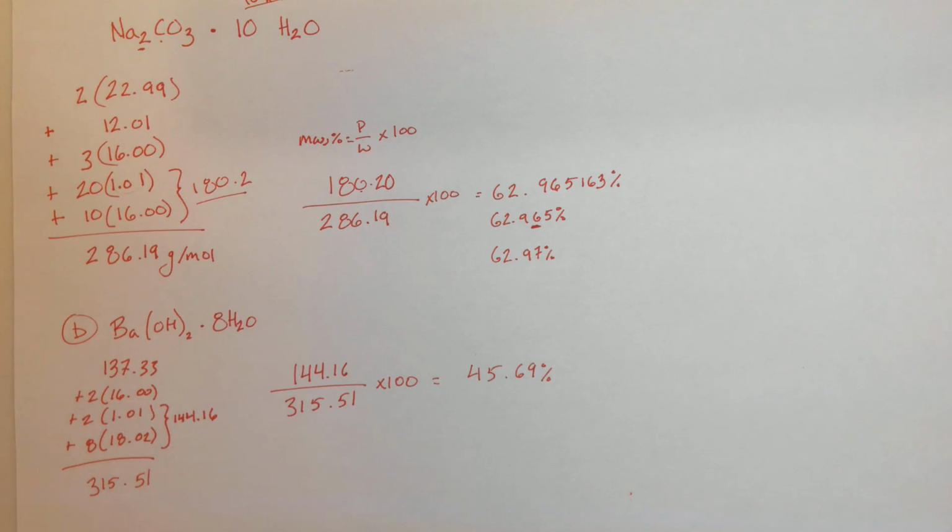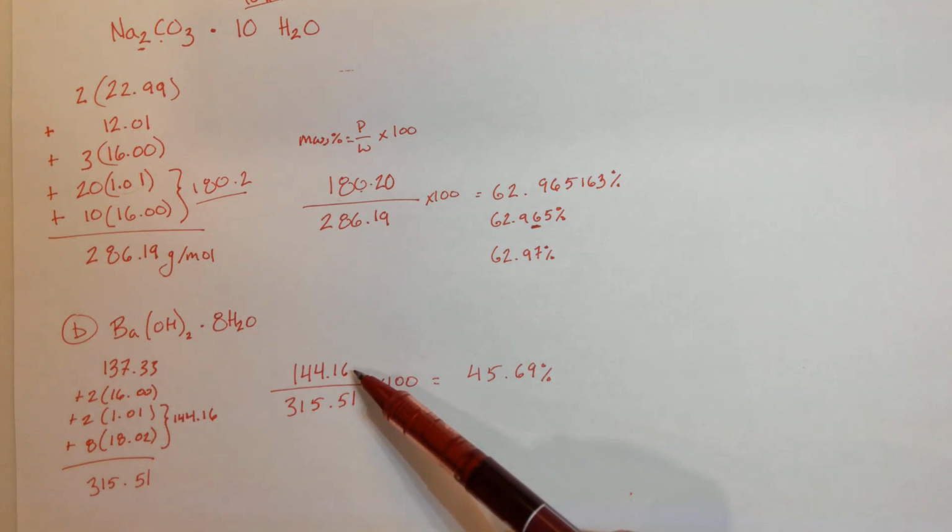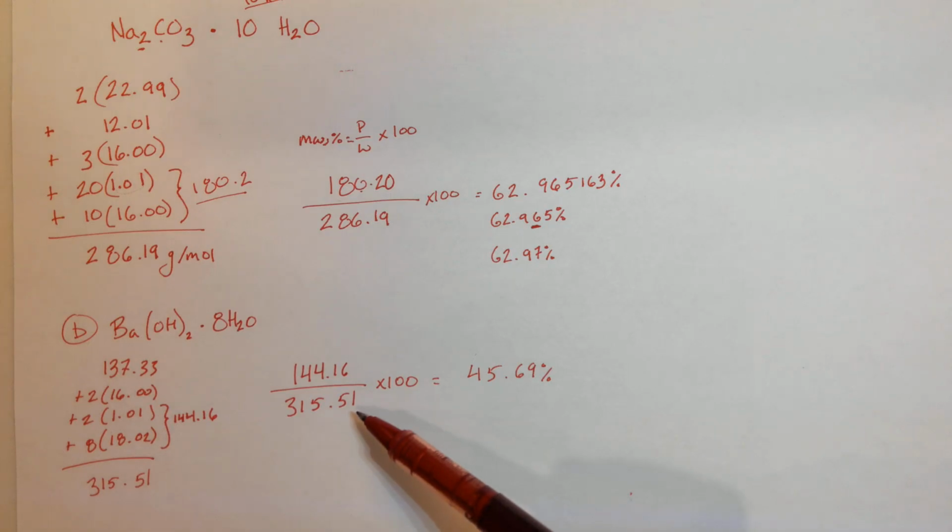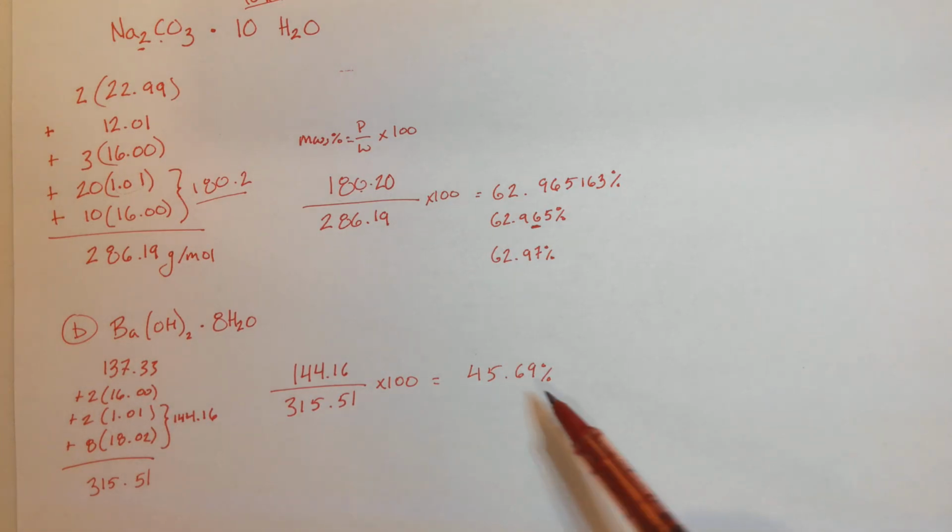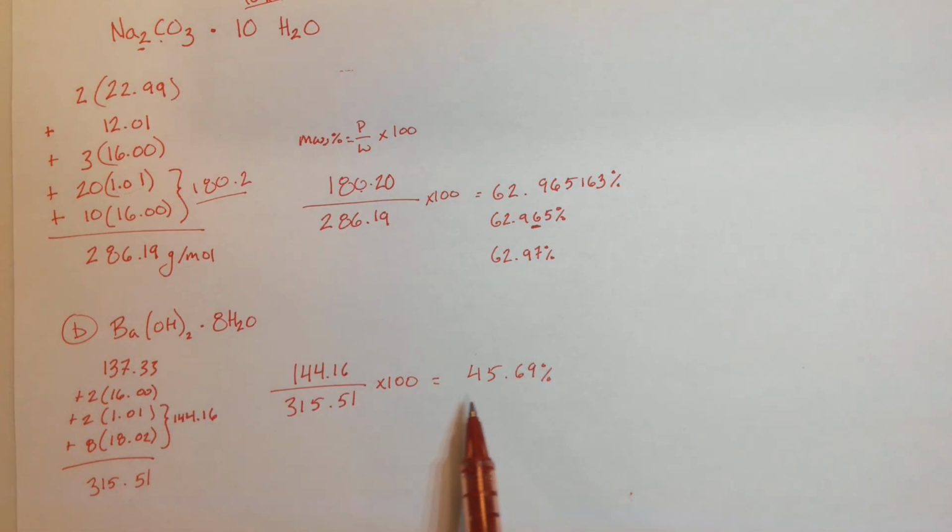All right, hopefully you've been following along with me well enough to get to the point where you have calculated the molar mass of barium hydroxide octahydrate. You've been able to calculate how much of that was water's molar mass, and then you've divided the molar mass of all of the water by the molar mass of the total hydrate times 100 to get 45.69%. Excellent. Great. Let's move on to number 4 now.